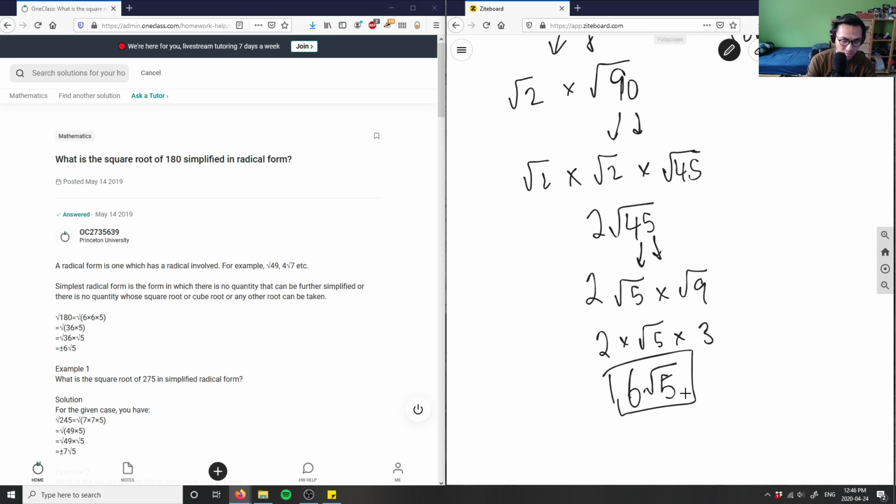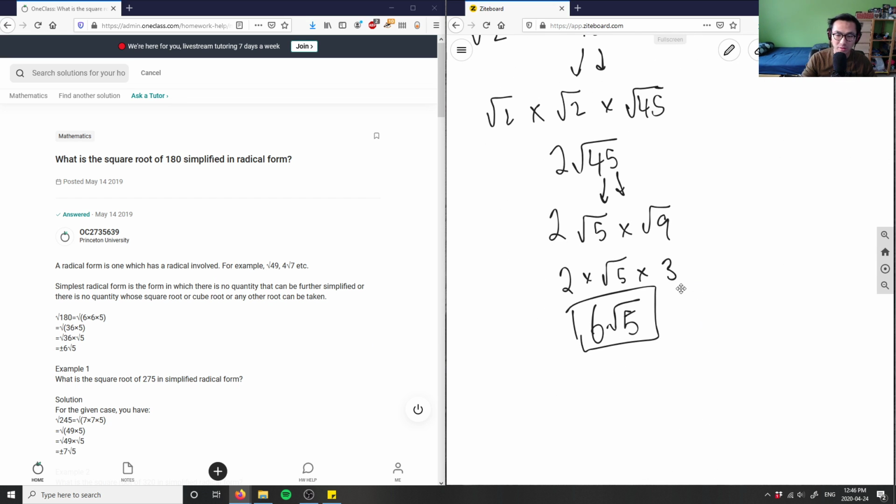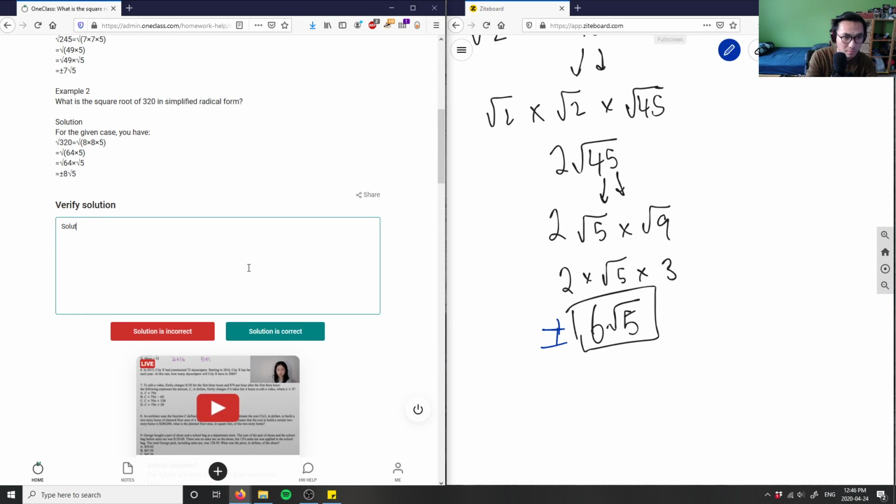So let me just check this. 6 root 5 would be the square root of 180. So this solution here is correct. They did plus or minus 6 root 5. That's fine as well. I really just care about the simplified form. You could write the plus or minus here because I am taking the square root of a specific number. So this would be plus or minus 6 root 5. This solution here is correct. Good analysis. Awesome. The solution is correct.